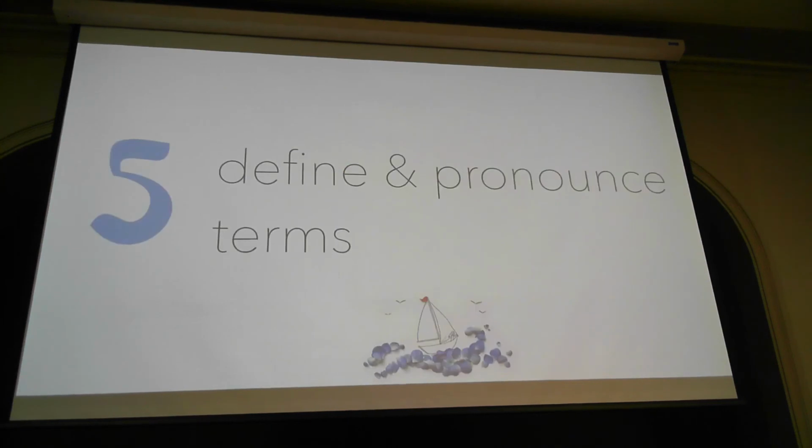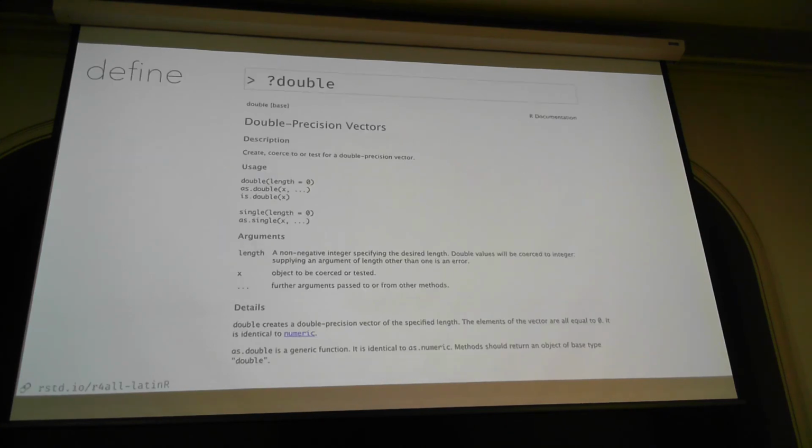Number 5 is define and pronounce terms. So here's the one where I remember this very well, even though it's been over a decade. This was the day where I was like, I don't think I'll ever get R. I don't know what any of these words mean. I think there was a reason why I had to look up what a double is. I don't have a computer science background. This is simply from the help page if you just do question mark double. And I honestly, in my first couple months of learning R, had no idea what this meant.